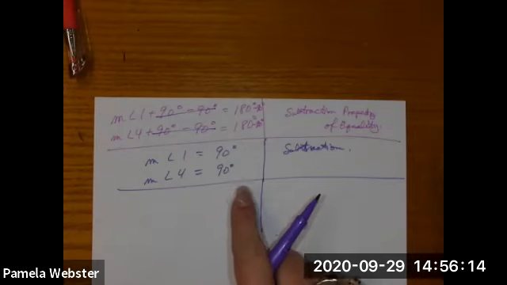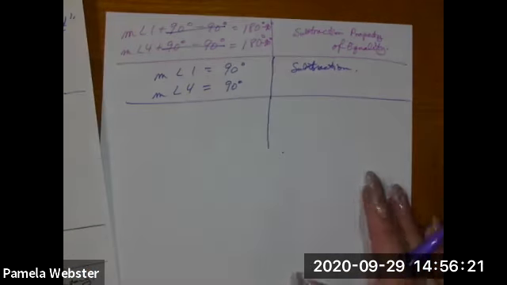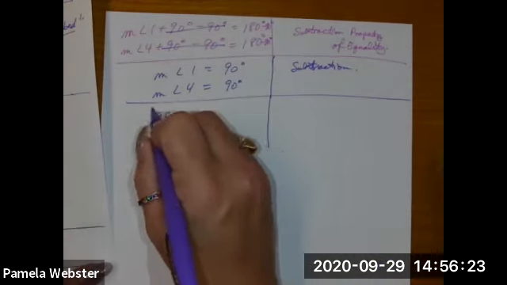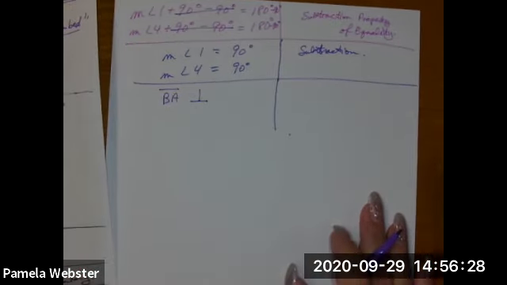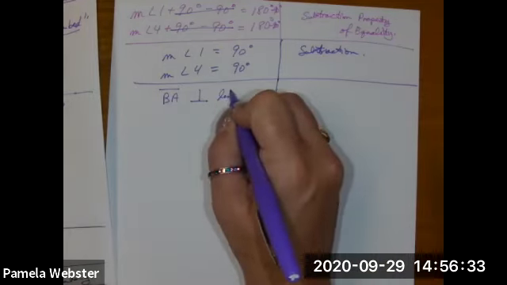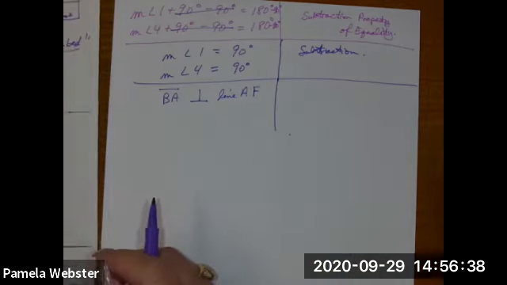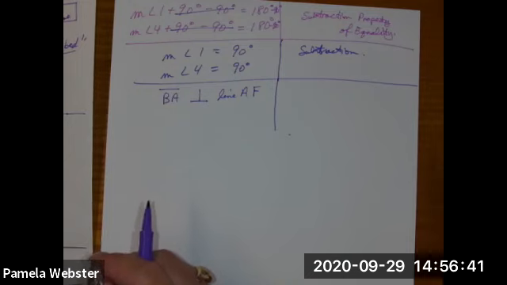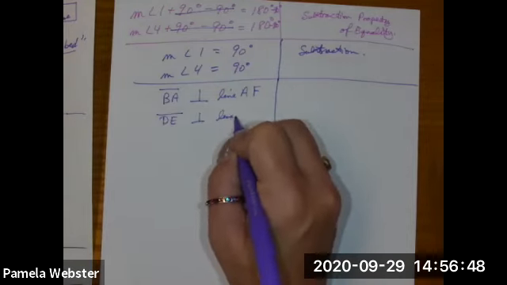But what does 90 degrees mean? Okay, they're perpendicular, right? So what we really know is BA is perpendicular, I'll put the little upside down T there, that means perpendicular, right? To, let's call it line AF. I could have put the line symbol up there, but I didn't. And we also know, because they're perpendicular, that DE is perpendicular to line AF.